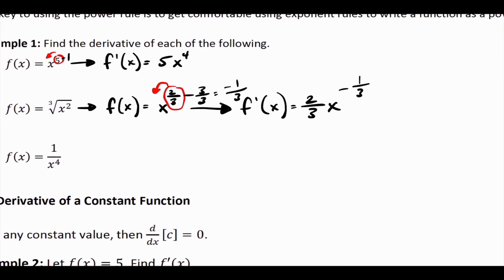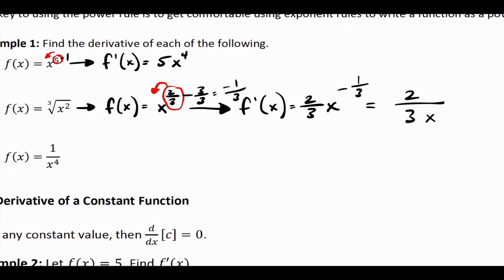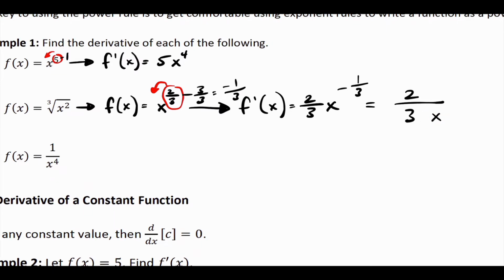Let's clean that up so we don't have negative exponents. So what that means is we have 2 on top, 3 on bottom. A negative exponent means it's going to move down to the bottom. What does 1/3 power mean? What's another way of saying 1/3 power? Cube root. Yeah, cube root. The cube root of x.